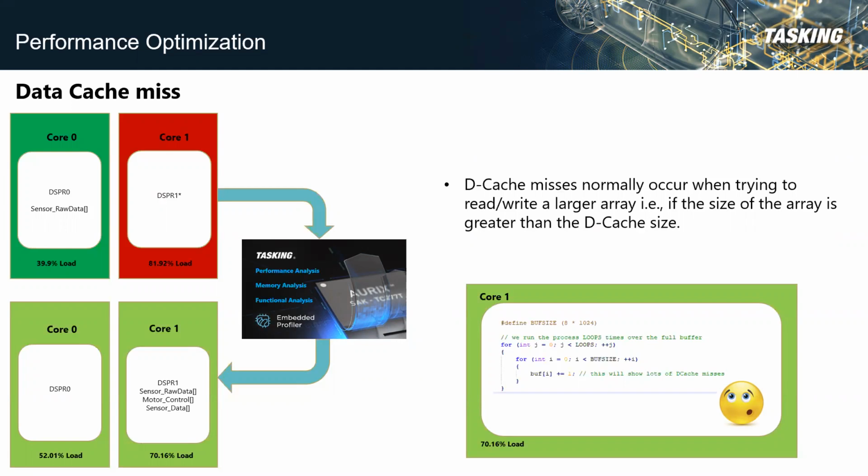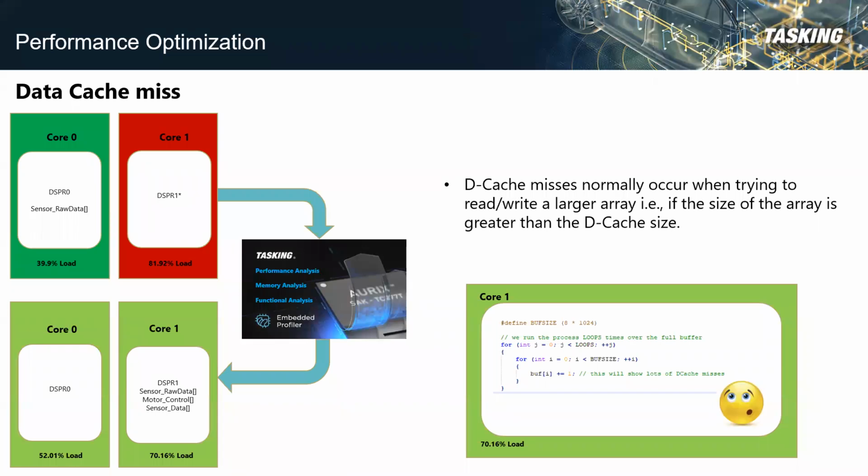So as I already mentioned, data cache is one of the important contributing factors which increases the CPU core load. Data cache misses normally occur when you are trying to read or write a large array, and the size of the array is greater than the data cache size.